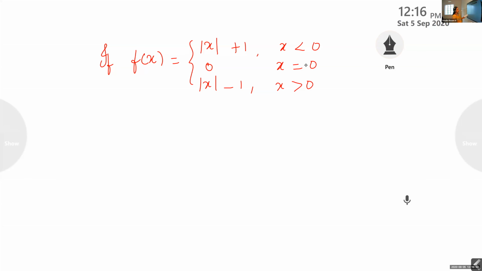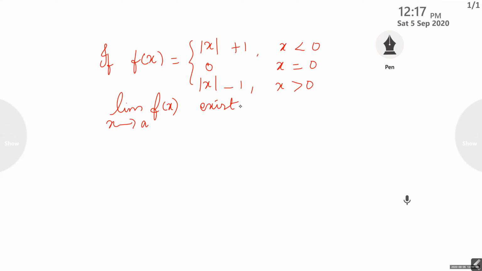For what value of a does the limit as x tends to a of f of x exist?